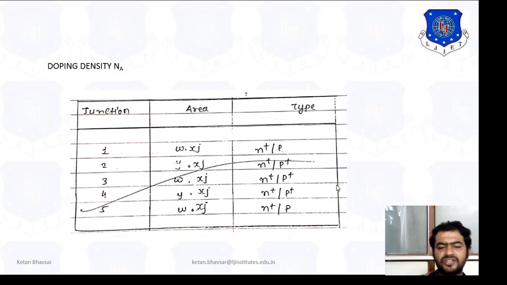Now as you can see, there are 5 junctions. First, W dot Xj for N plus divided by P. Second, Y dot Xj, N plus divided by P plus. Third, W dot Xj, N plus divided by P plus. Fourth, Y dot Xj, N plus divided by P plus. And fifth, W dot Xj, N plus divided by P. So when talking about doping density, we add an N plus region on the surface, and for this there are 5 different regions, as you can see in the previous slide. These regions are created because of the junction area.